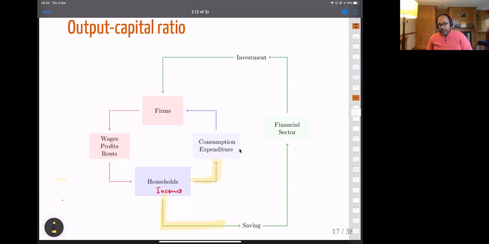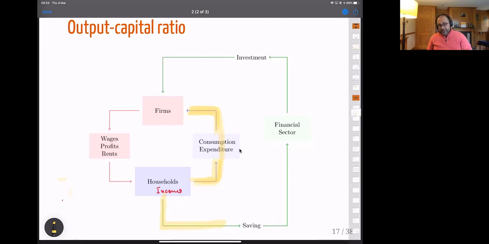Now, the consumption is the money that flows to the firms, and the firms in return give the households consumption goods. So when you buy a cup of tea or a television, you're basically going to the firm, getting a good in return, and paying them. So this yellow path that I've delineated is the flow of funds going from households to firms.